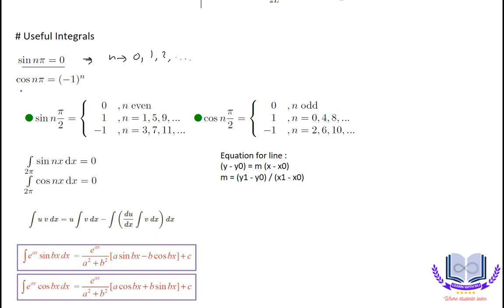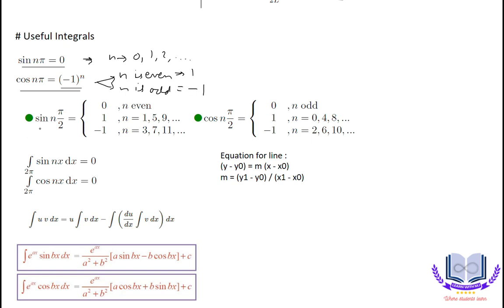Similarly, we have the formula for cos n pi. If after the integral you get the value cos n pi, you can directly replace it with minus 1 power n. But here you can do one thing: if n is even, you can simply put this value as 1, and if n is odd, then we can simply put the value as minus 1.